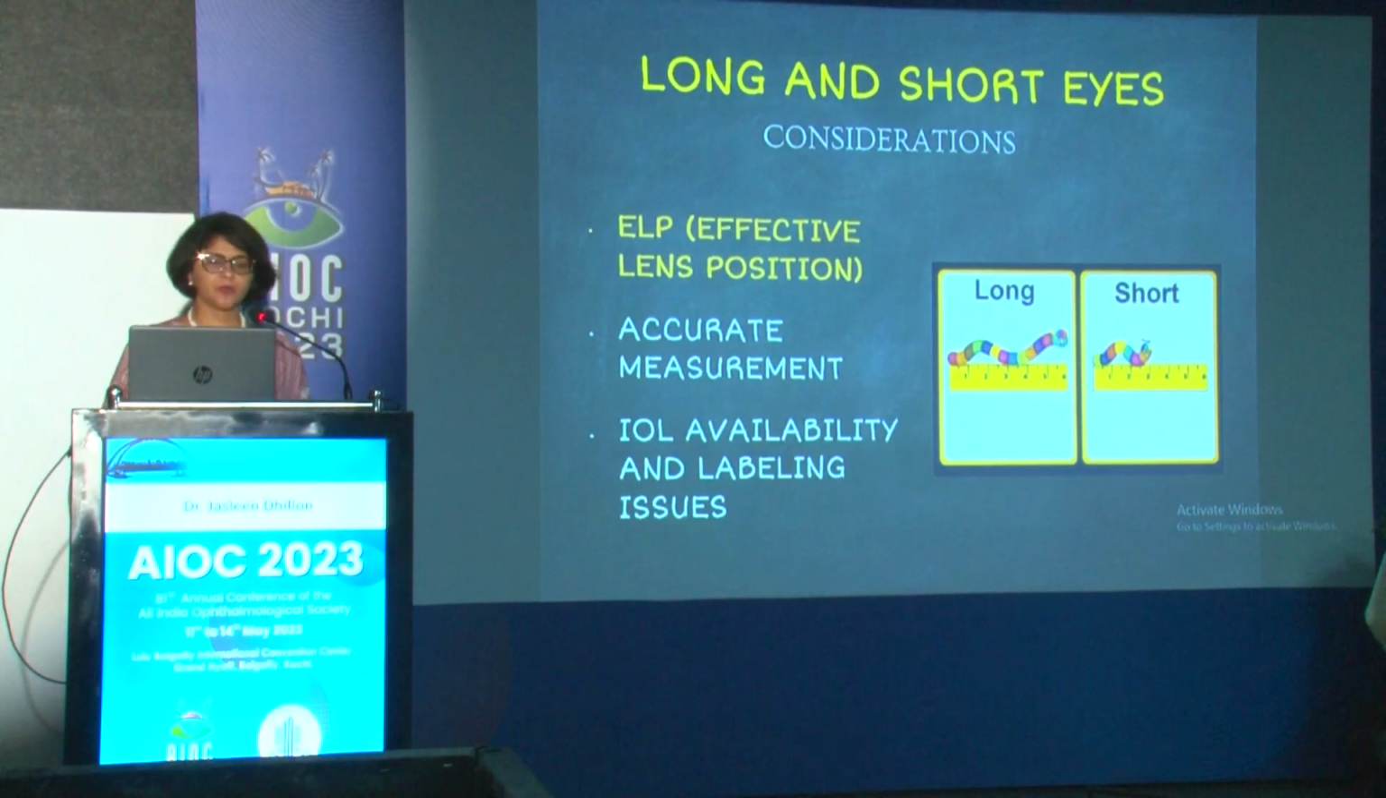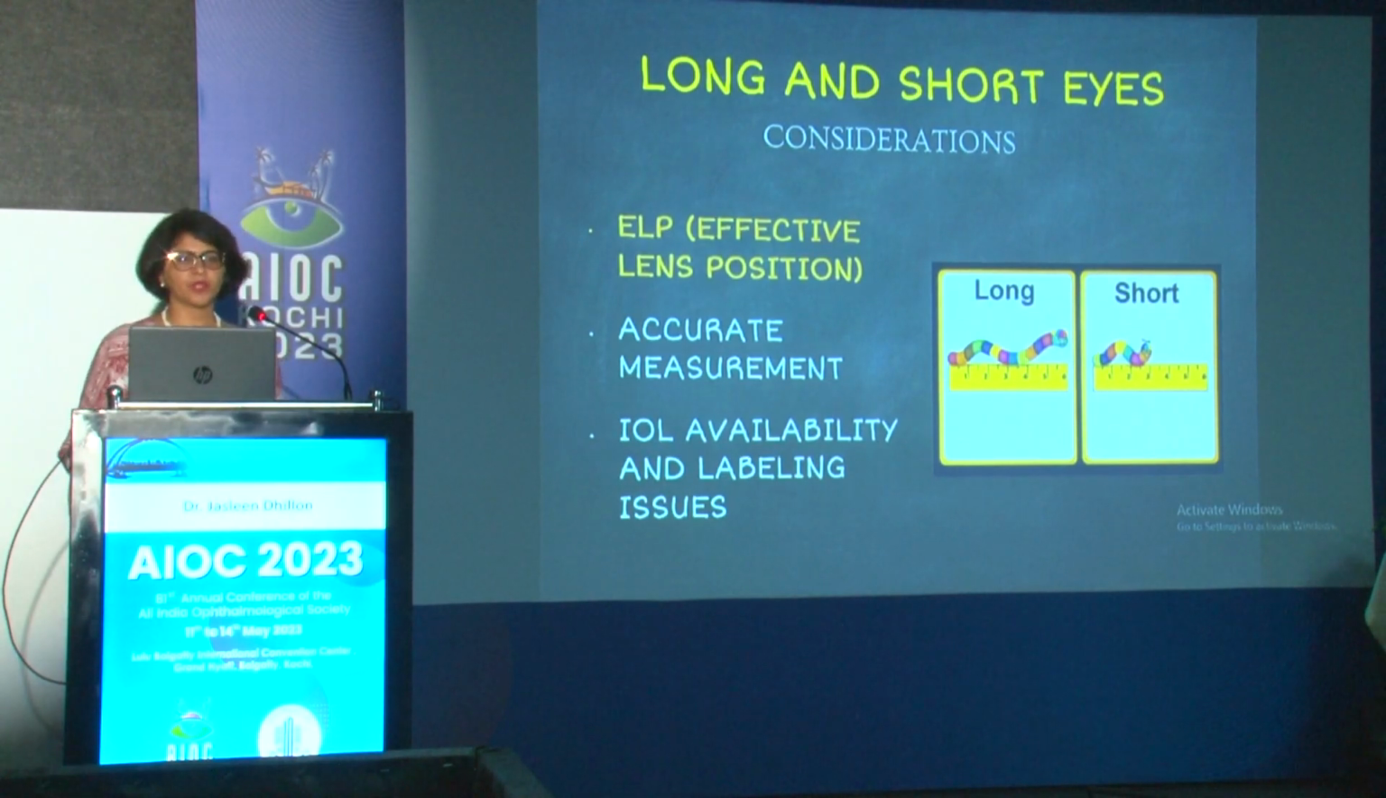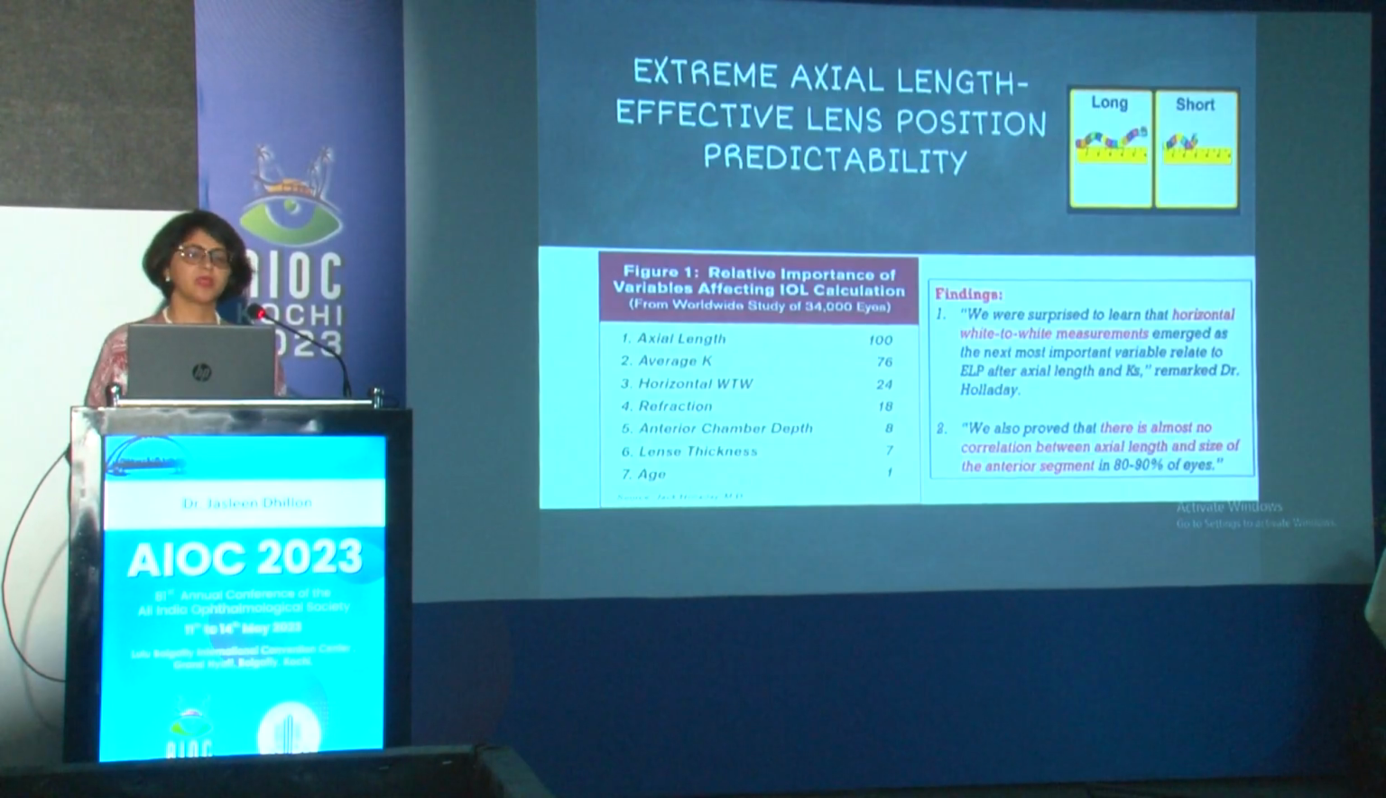The IOL availability and labeling issues are also there. You do note that when the IOL power is very high or very low, you do not get them in the 0.5 diopter range, but rather at 1 diopter. So you need to then see which particular power would suit them most.